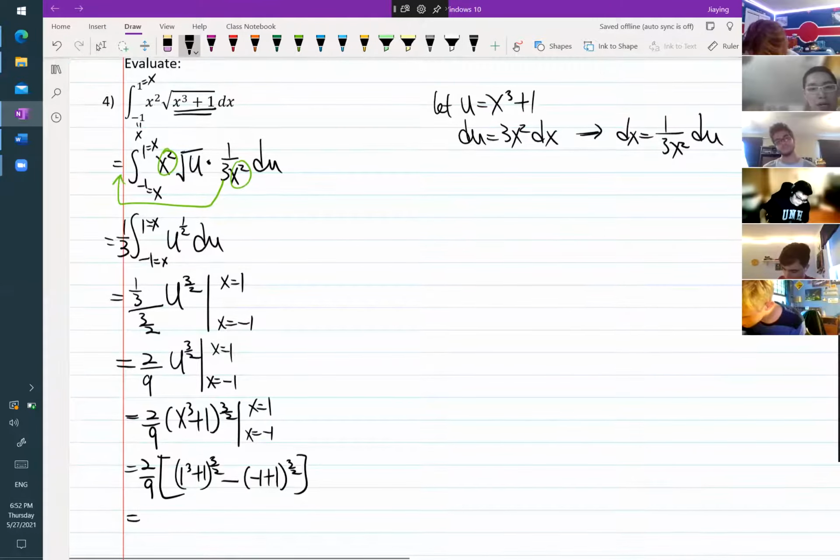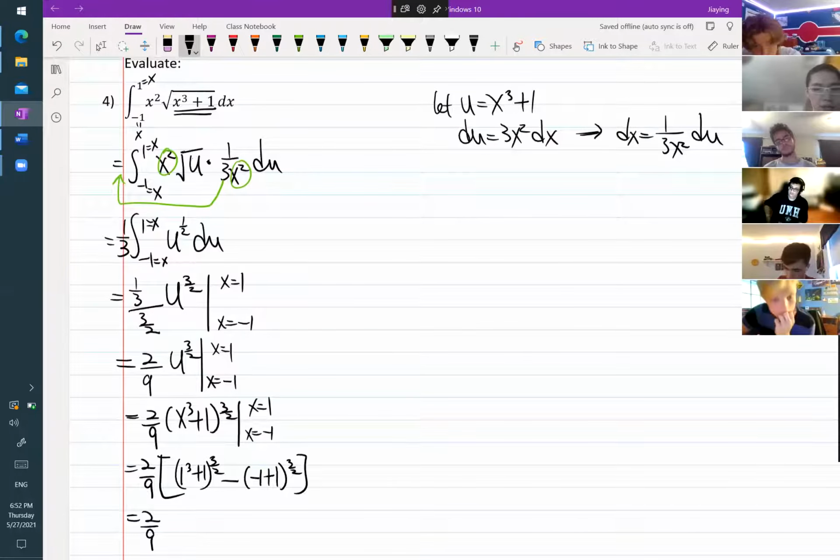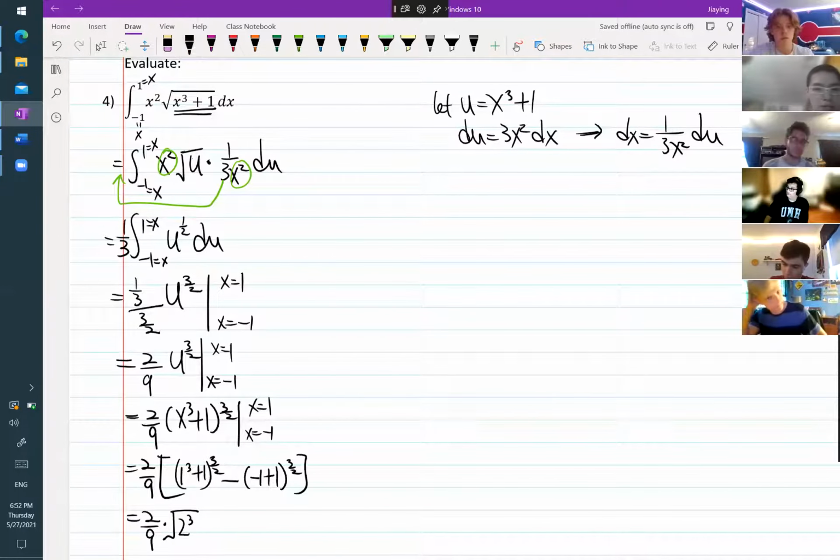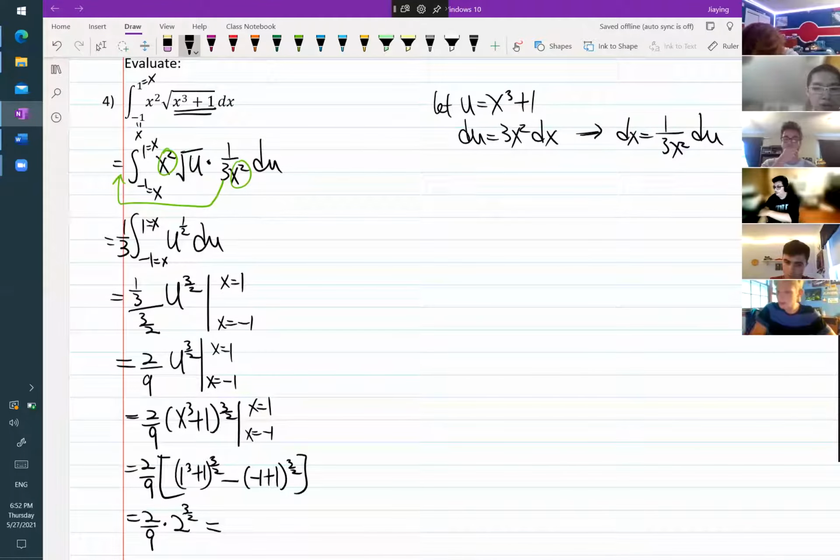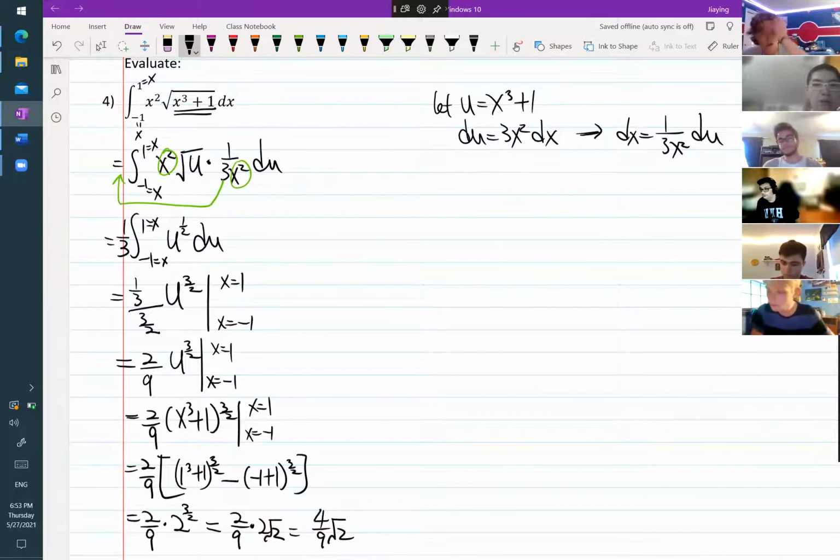And the rest I can finish by calculating the first term. 2/9 times, that's a 2, so square root of 2 cubed. Right, so this is 2/9 times 2 to the 3/2, which is the square root of 2 cubed, so that's 2 square root of 2, which is 4/9 square root of 2. This term becomes 0 because -1 plus 1 is 0.